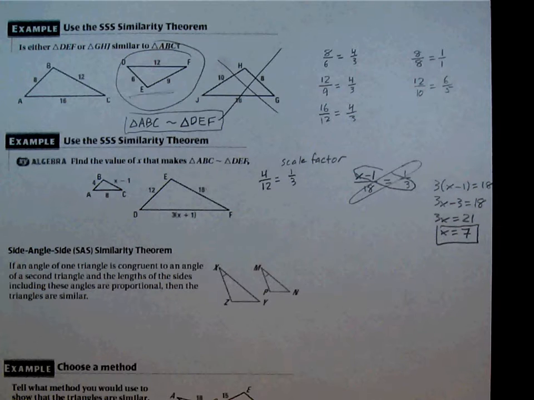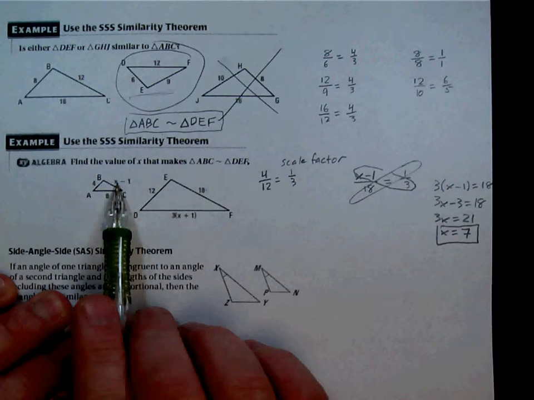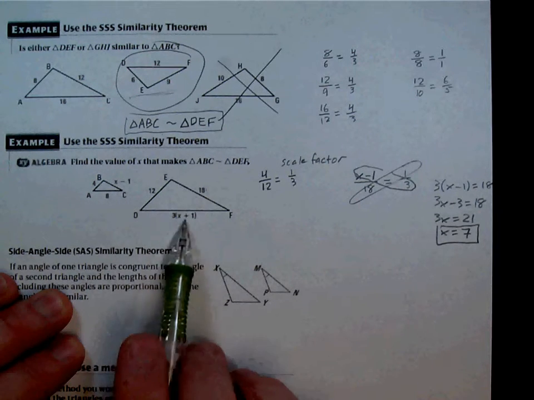This is a little bit of a unique problem because x shows up in two places. It kind of catches me off guard a little bit. I have the x minus 1 that I just used, but there's an x plus 1 down here.